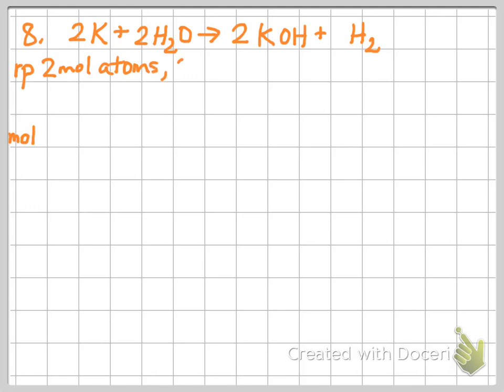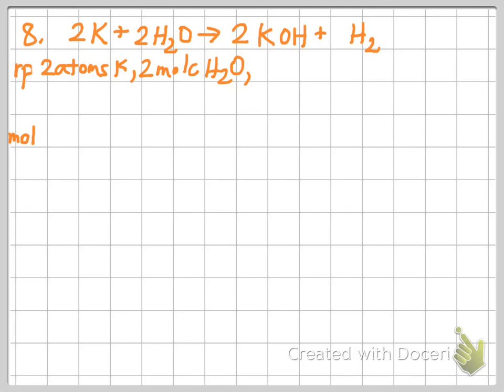Sorry, I shouldn't have said moles. Let me start over. Getting ahead of myself. Okay. Interpreting this in terms of representative particles. The representative particle of an element is an atom, so I have 2 atoms of potassium. The representative particle of a molecular compound like water is a molecule, so I have 2 molecules of water.